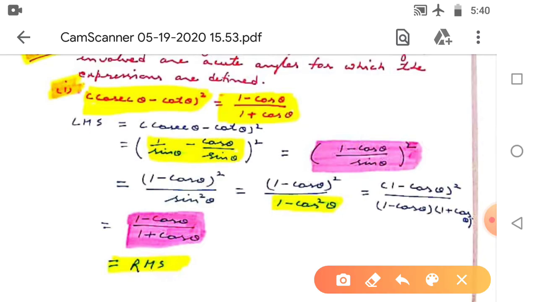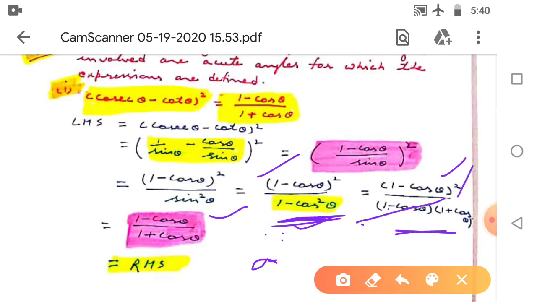Right. Look. So this is 1 minus cos square theta, and the numerator is as it is. Nothing to do with the numerator. But now 1 minus cos square theta is in the form of a square minus b square. Clear? So a plus b into a minus b. So the denominator we write in the form 1 minus cos theta into 1 plus cos theta. Clear? Now this 1 minus cos theta gets cancelled with the 1 of the square of this, and we get 1 minus cos theta upon 1 plus cos theta. That is equal to RHS.